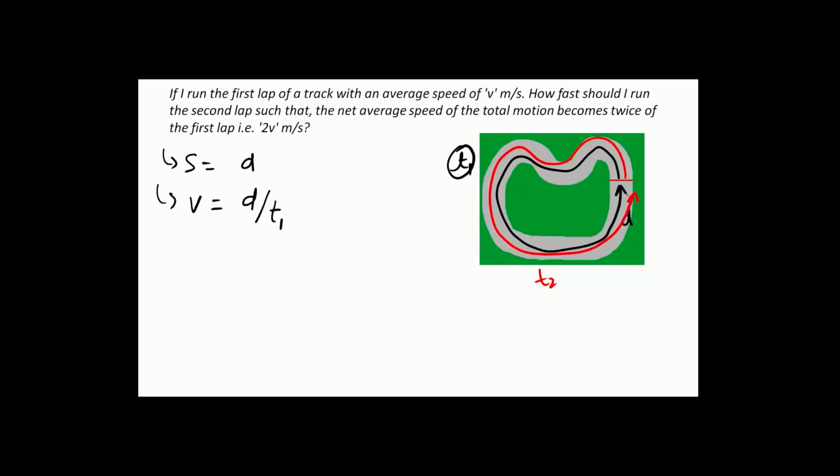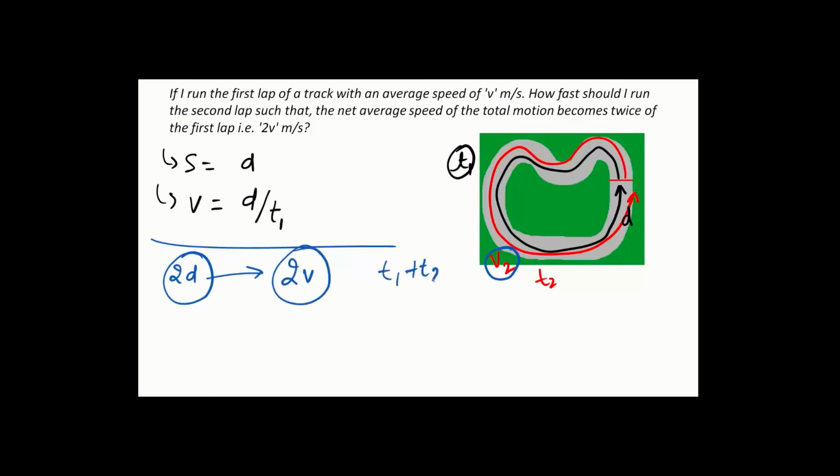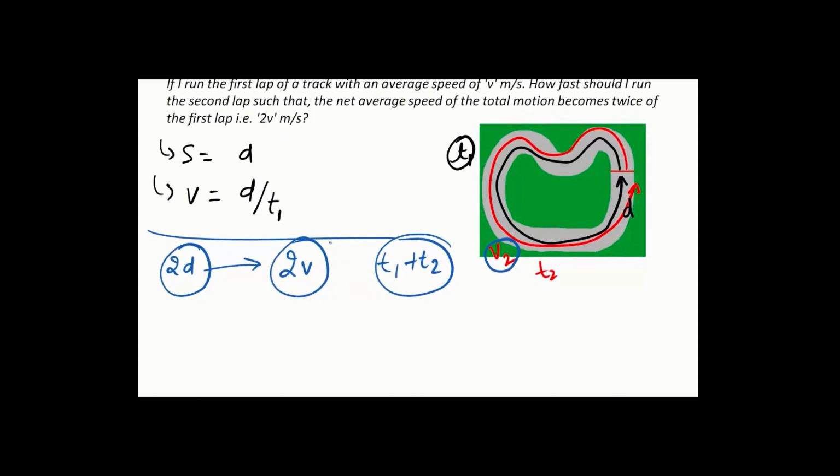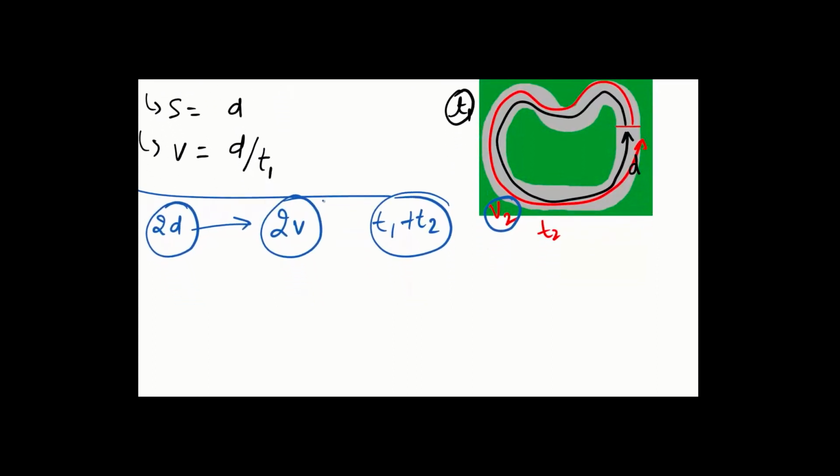Now let's say I'm doing this with some velocity v2, right? And this is what I need to find. How fast should I do the second lap? Okay, now let's consider the whole scenario. If I consider the whole scenario, the distance traveled was 2d. The average speed by which it travels that distance is 2v, and time taken will be t1 plus t2. So let's write the equation for this also. So I can say 2v equals 2d over t1 plus t2.